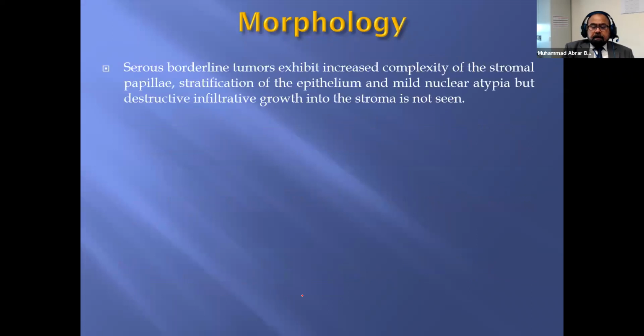So if you see in benign one, you can see papillary processes there. And in benign one, you can easily appreciate that there are one or two papillae in a near vicinity. But serous borderline tumors exhibit increased complexity, meaning there are a large number of papillae of the stromal papillae, and there will be stratification of the epithelium.